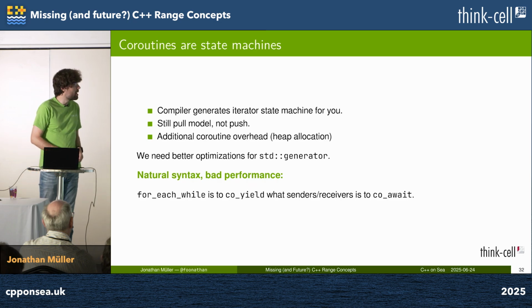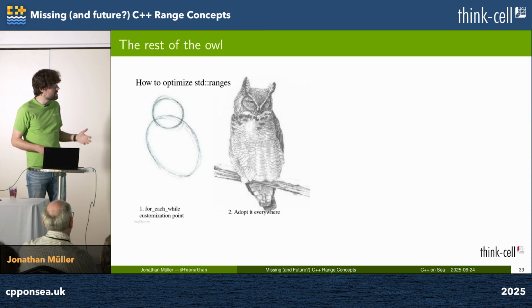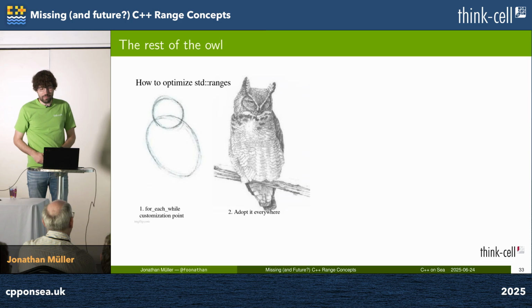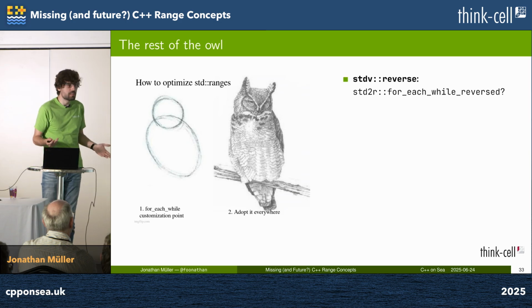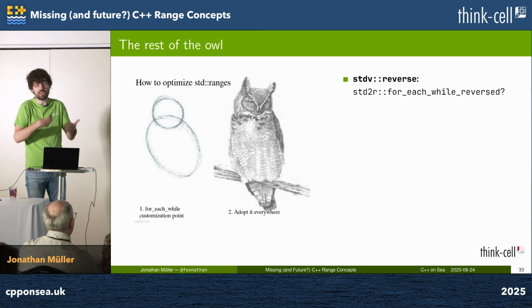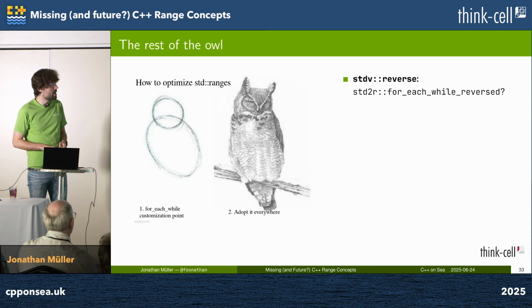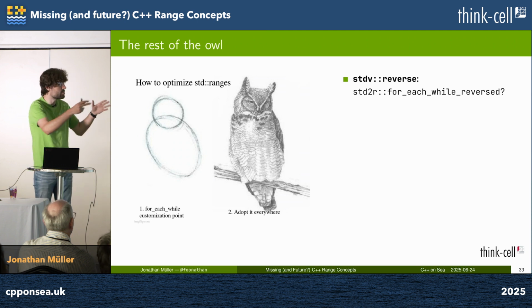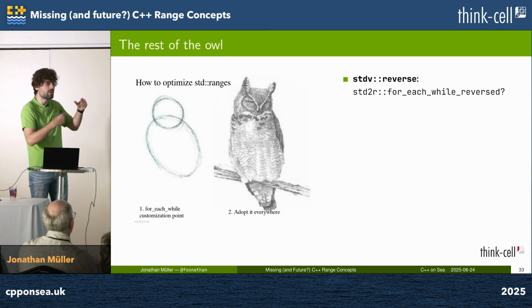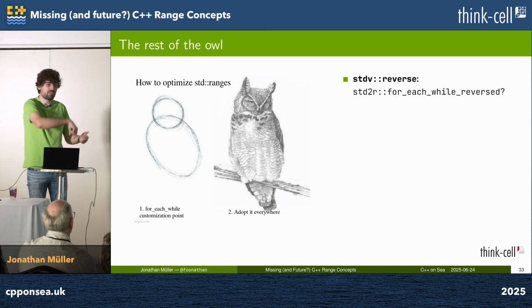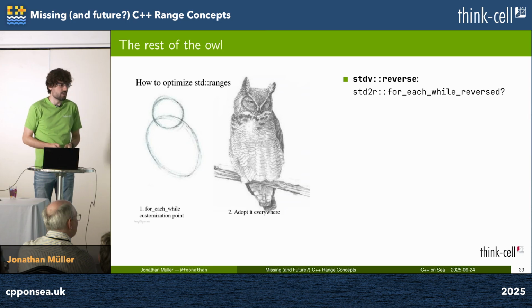Now, of course, if you want to optimize the ranges using generators, it's not all that simple. You don't just add the for each while customization mode and use it and you're done. There are complications. For example, what about reverse, right? Reverse is also just a loop, but it goes backwards. So maybe we need a second customization point to go backwards. We have that at think-cell, so we have for each while reversed, right? And then most algorithms implement both of them, and they just forward to the reverse version in the reverse case. But this is a lot of complexity.